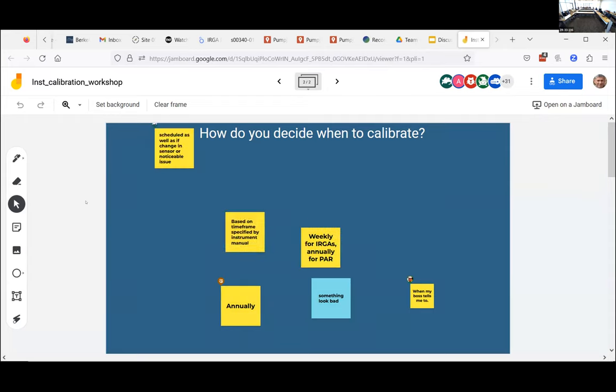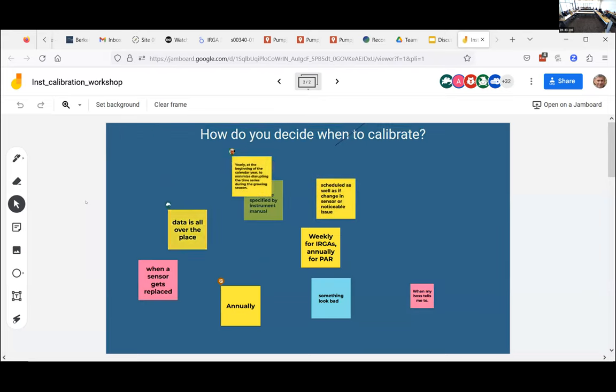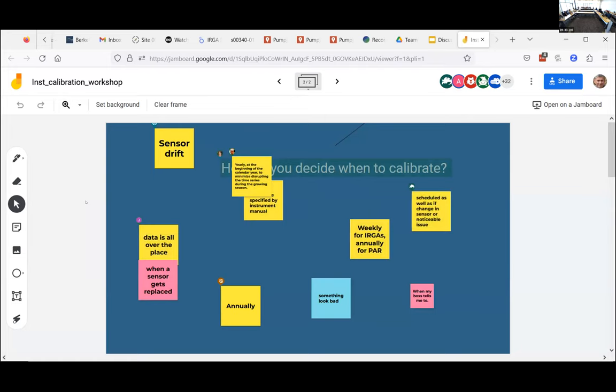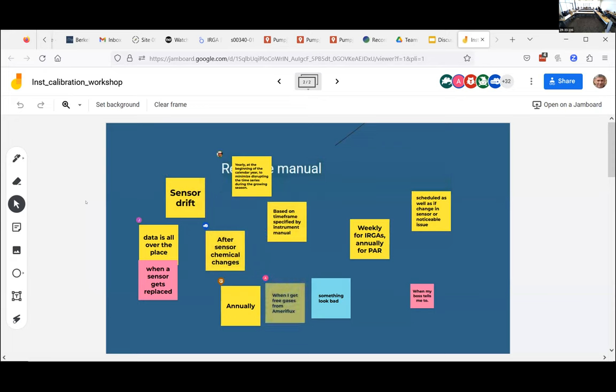Every year, when something looks bad, and my boss tells me to, based on the time frame specified by the instrument manual, when data is all over the place. When the sensor gets replaced, so new sensors, sensor drifts. The schedule, as well as the change in sensor or noticeable issues. Yearly at the beginning of the calendar year to minimize disrupting time saving during the growing season. After sensor chemical change, weekly for air gas, annually for corn, when I get free gases from AmeriFlux. Okay.